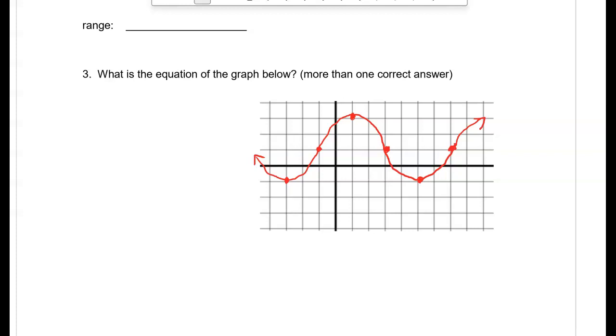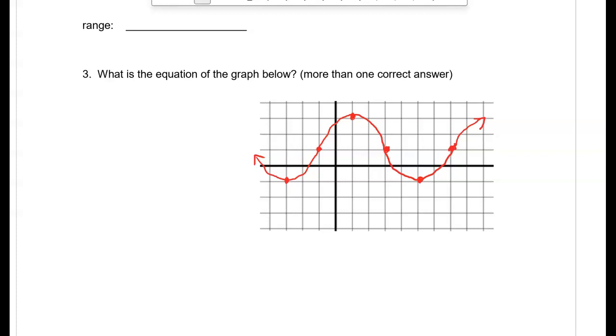I want the equation of the graph below. Note, it says there's more than one correct answer. Because guess what? There is. It matters on what you physically see. Now, do you guys agree with me this is a periodic? We know it has to be sine or cosine because there's arrows saying it's doing what? Going forever.